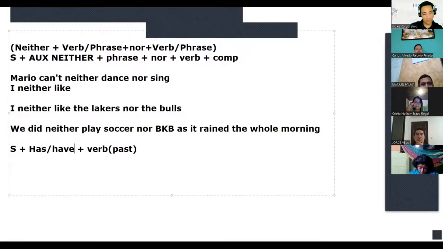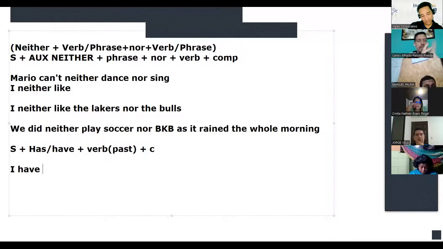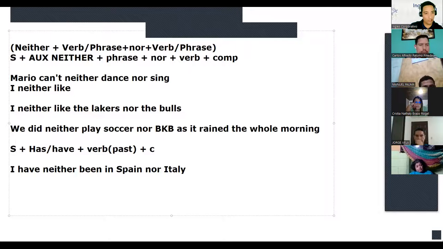I have neither been in Spain nor Italy. Totally. So subject, the auxiliary, now we have neither, the main verb in past participle, as it says on the structure, right? Past participle. In Spain nor Italy. Someone else?